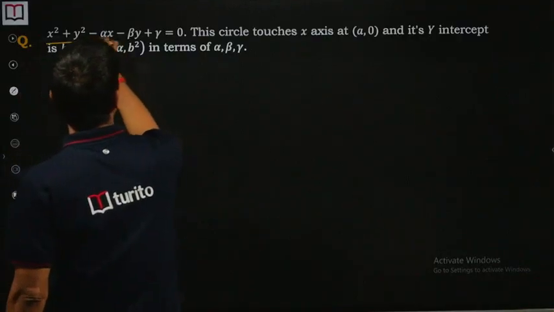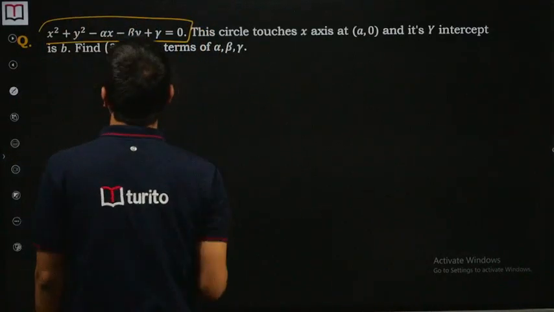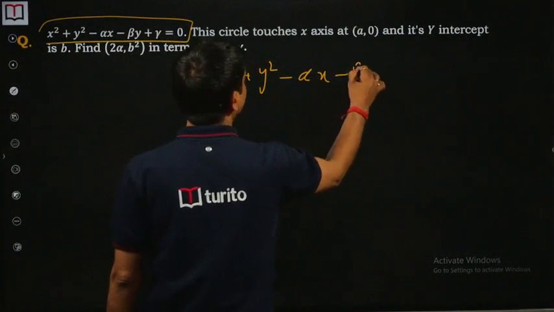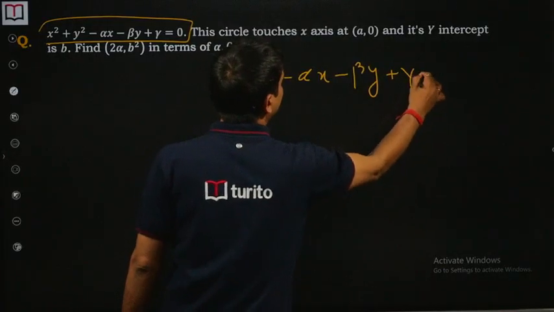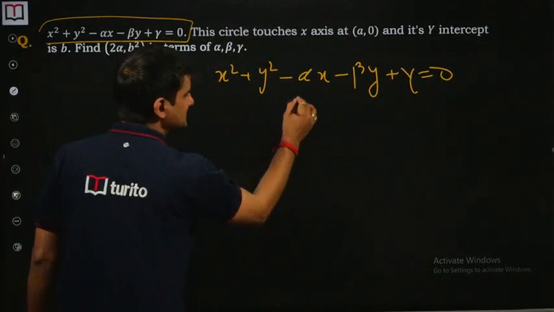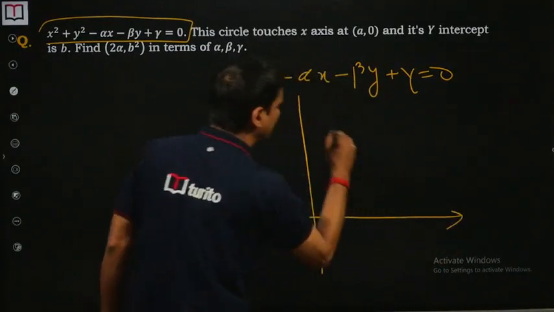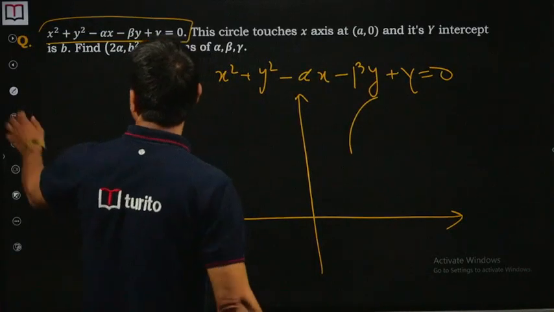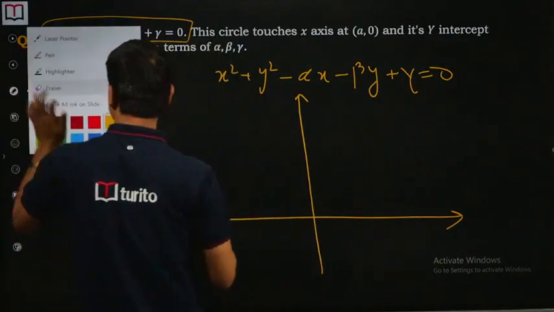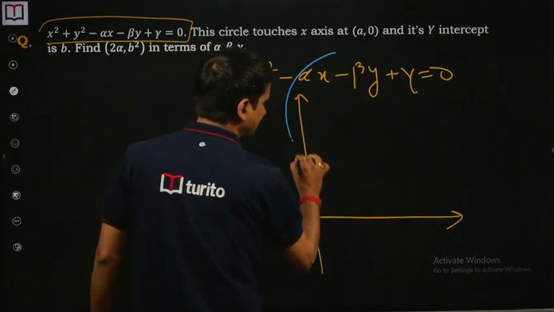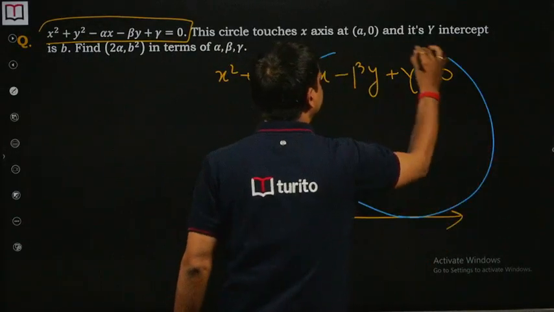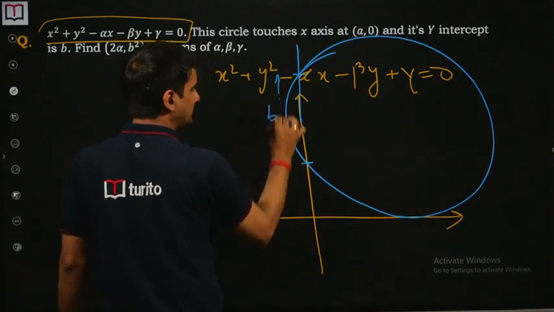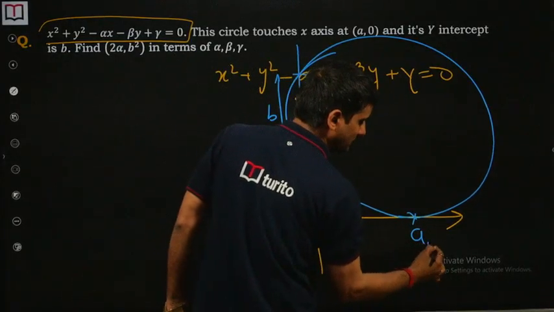Next question is this, of course, a circle. x square plus y square, so that's a question on conic section, basically a circle, plus gamma equal to 0. This circle touches the x-axis at a comma 0. So it touches the x-axis and its y-intercept is b. Before drawing, it's good that I read it. So y-intercept is b, something like this. So this length is b units, and that's the point a comma 0.